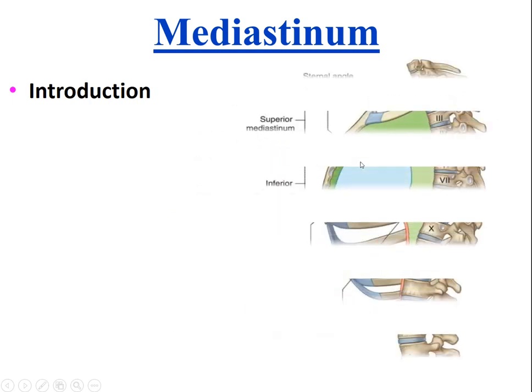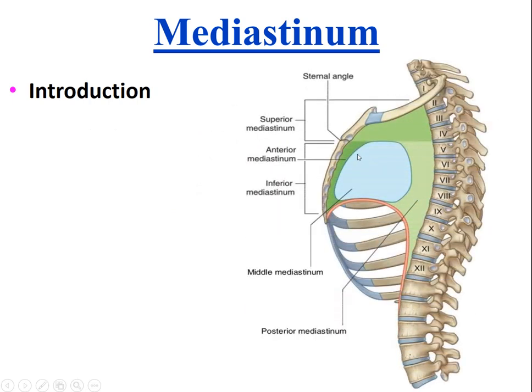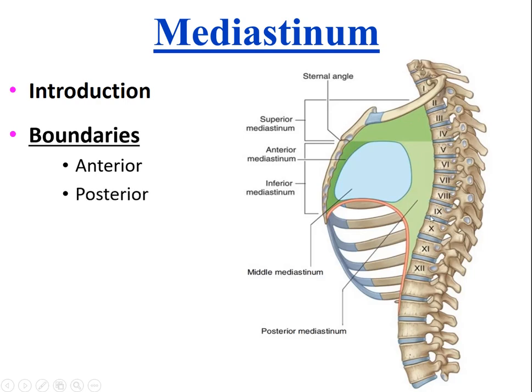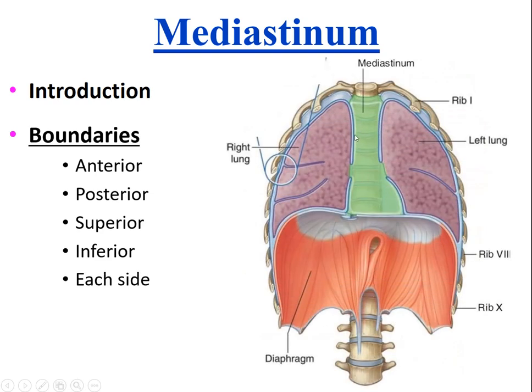So let us see what the boundary of that space is. Anteriorly it is bounded by the sternum. Posteriorly, it is bounded by 12 thoracic vertebrae with their intervertebral discs. Superiorly, it is formed by the thoracic inlet, and inferiorly, it is formed by the thoraco-abdominal diaphragm. And on either side, there lies the mediastinal pleura.